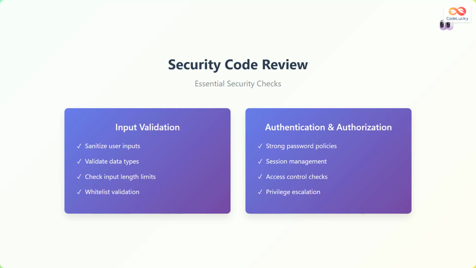The second area is authentication and authorization, which verifies that security controls are properly implemented. Reviewers examine password policies to ensure they meet security standards, validate session management mechanisms, check that access control mechanisms work correctly, and identify potential privilege escalation vulnerabilities. Regular security code reviews help catch vulnerabilities before they reach production and educate developers about secure coding practices.